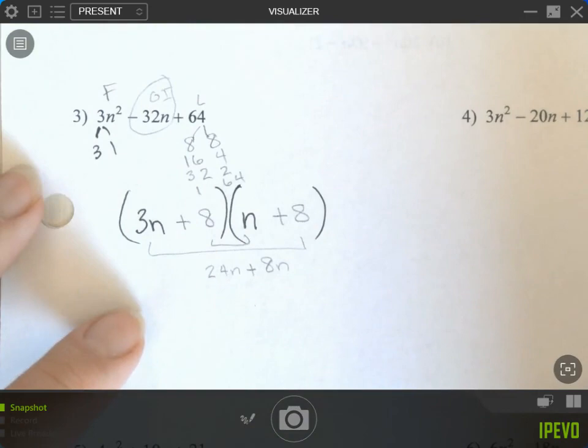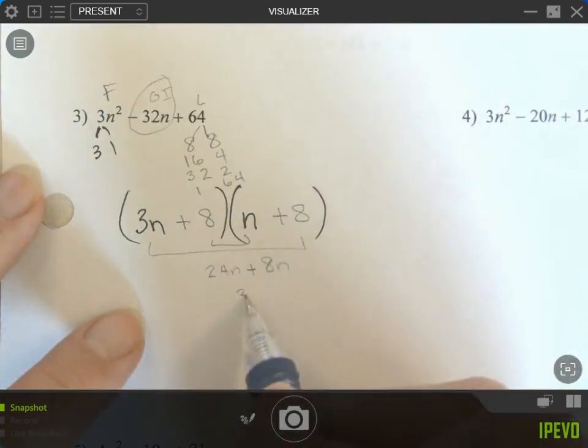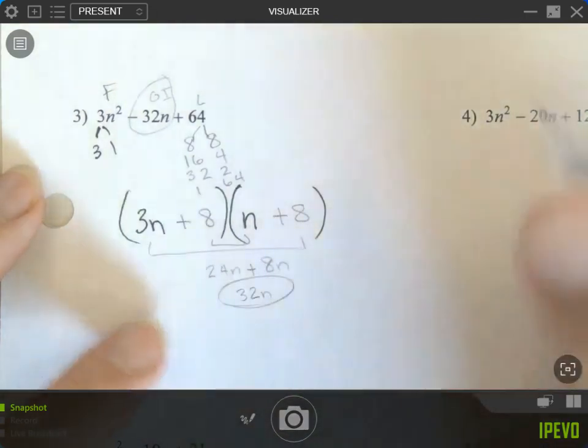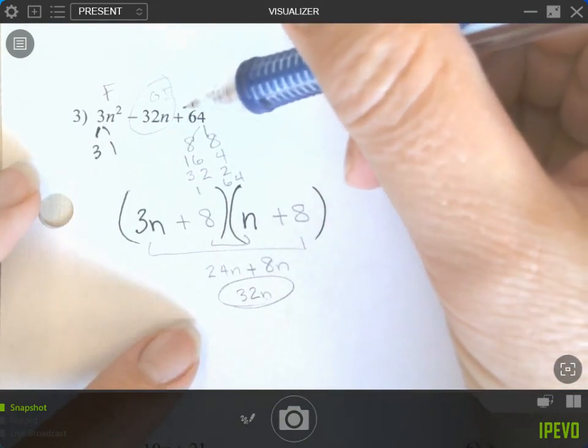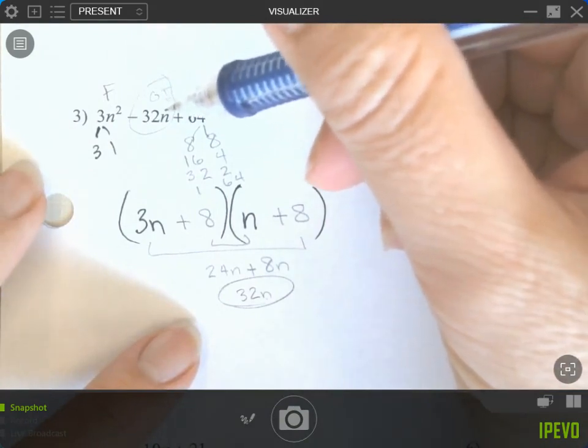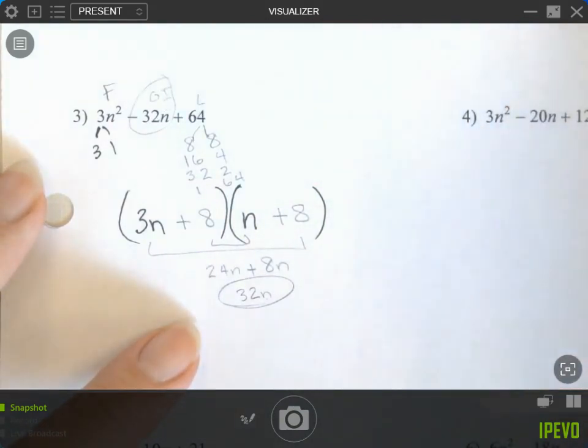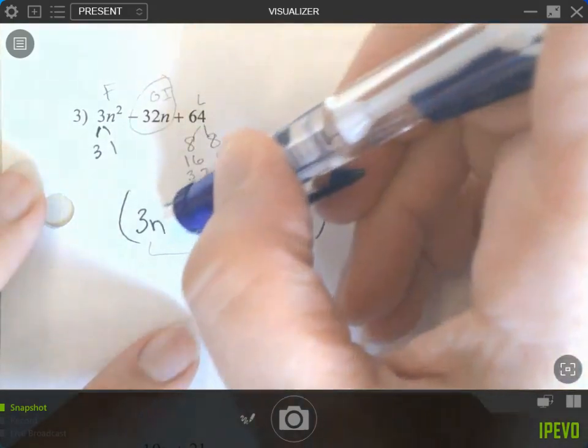32n. What do I want it to add up to? Okay, so you got me the right number and the wrong signs. We have the right number and the wrong signs. Oh, so you guys actually do listen to me. Flip the sign. So that means that both of these need to be changed.